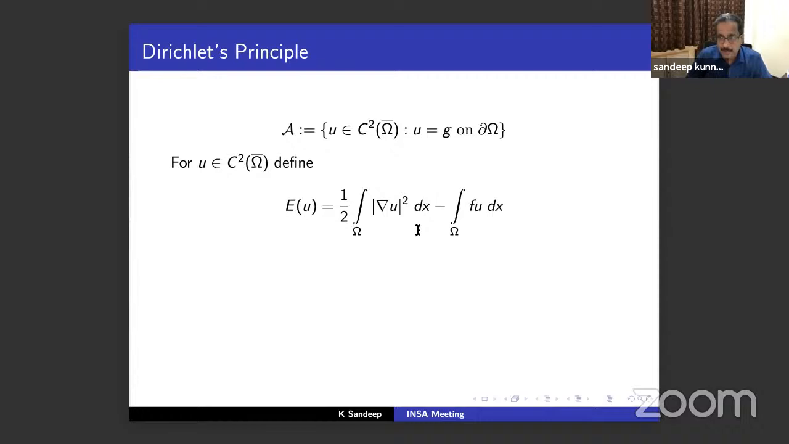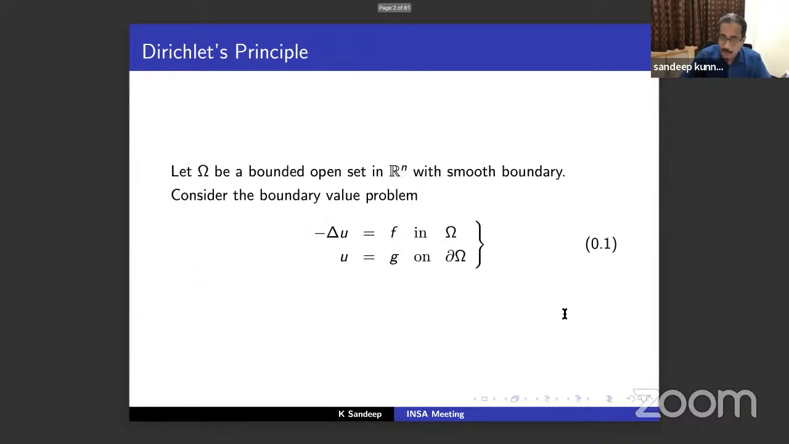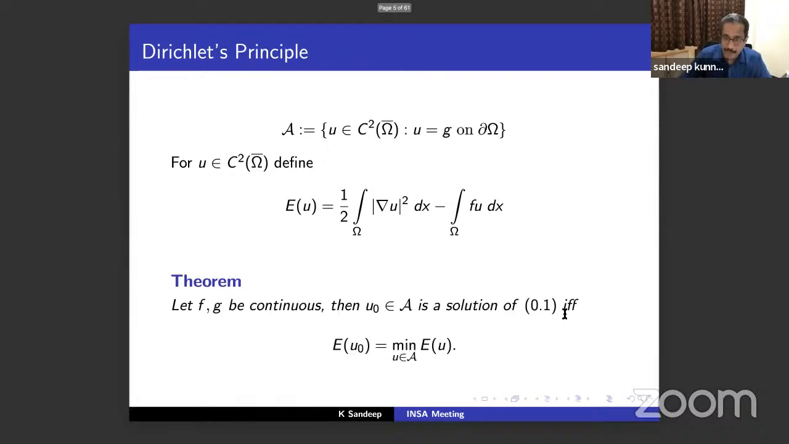Then the Dirichlet principle tells you the following. Let f and g be continuous, the given functions. Then u0 in A is a solution of this given PDE if and only if E of u0 is equal to the minimum over u in A of E of u. That means the solutions of the partial differential equation are nothing but the minimizers of this energy in this class of admissible functions. You can see this as a mathematical statement of the least action principle, which tells you that the system tries to minimize its energy.